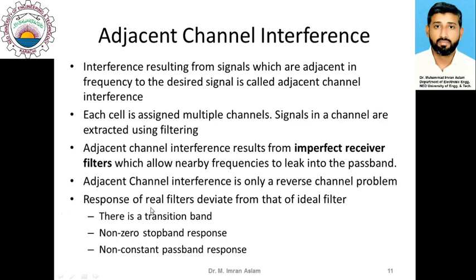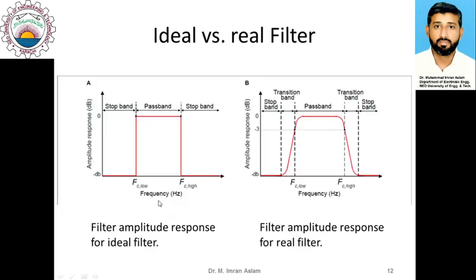So the question is how the real filter differs from the ideal response. Let me show you a simple diagram. This is the response of ideal filter. On the left side, you have a stop band, a pass band, and another stop band. So what we expect is that at the stop band all the frequencies are suppressed, at the pass band all the frequencies are passed, and at the stop band all the frequencies are suppressed.